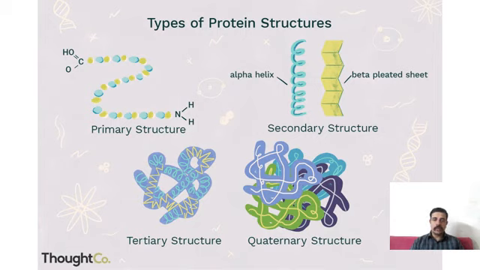Today we are going to discuss protein structures. You might have learned in your lower classes about protein structures, and these protein structures are made up of individual amino acids. The individual amino acids of the proteins are connected by peptide bonds.